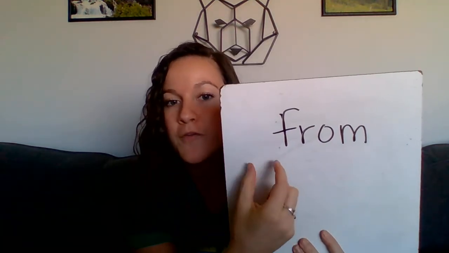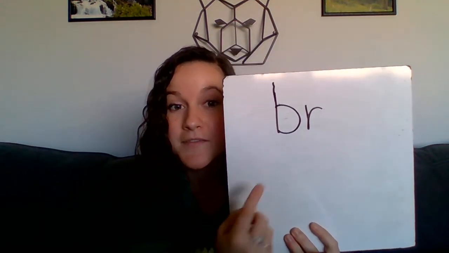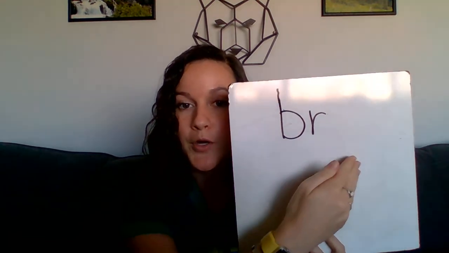Okay, another word that you might see with an FR blend in it. It's one of our sight words. From. Okay, there's our FR blend at the beginning. The next blend that I want to show you is our BR blend. I'm going to put them together as a blend. I'm going to say burr. So some words that you might see with the BR blend in them.